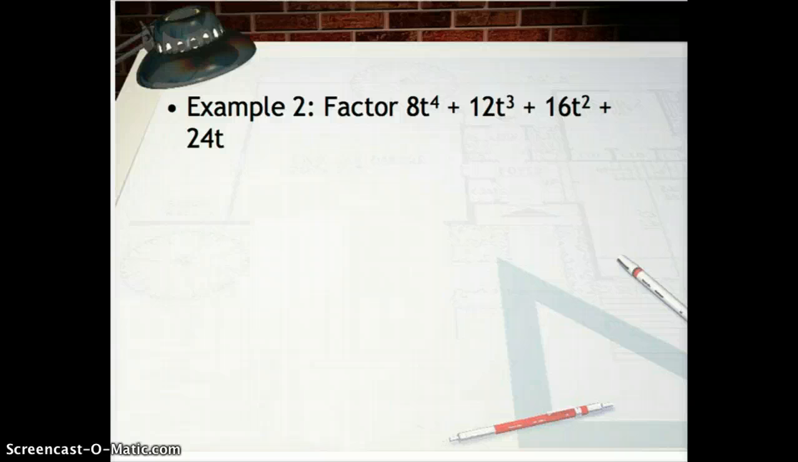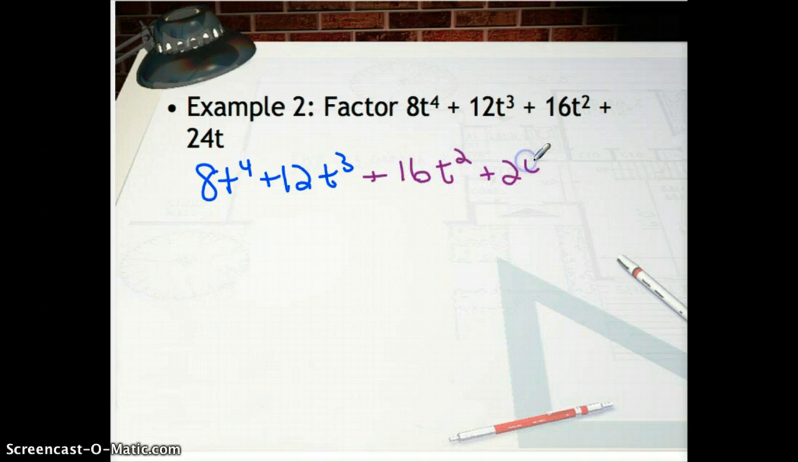I would like you to try this on your own if you can. I'm going to rewrite it. So I've got 8t to the 4th plus 12t cubed, I'm going to use a different color because I'm going to group these differently, plus 16t squared plus 24t.